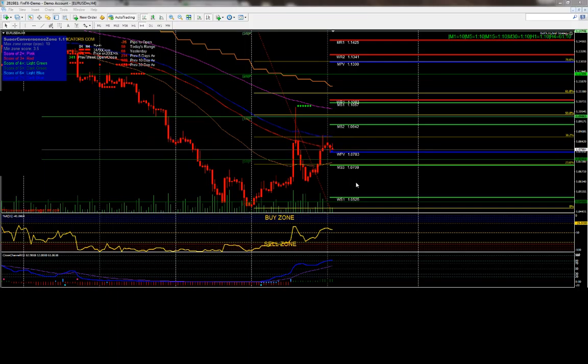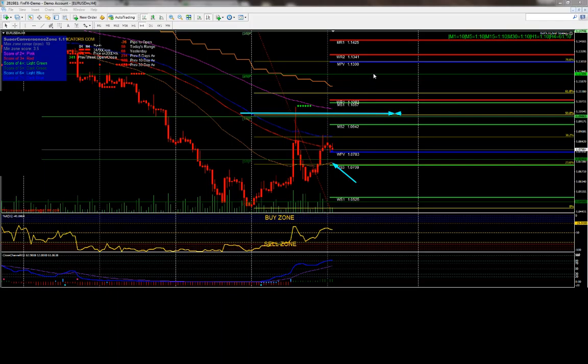The only problem here is we do have the 4-hour 55, so just be careful if you take a short from this level. Preferably, I'd like to see a move up to around the 1.1 area, which is going to coincide with the 4-hour 200. That should definitely give us a good short setup, unless we're in for some seriously major pullbacks against the dollar, which I don't see that happening.